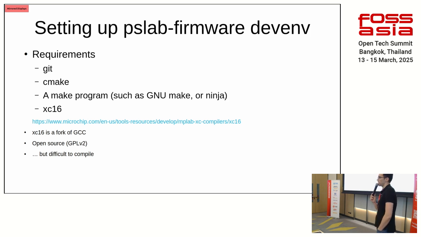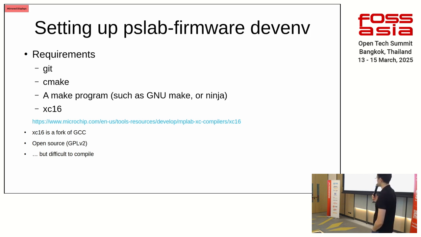The compiler is XC16, so unfortunately we can't build the firmware using standard compilers like GCC or Clang. That is because the microcontroller that we use in the PSLab is a Microchip PIC, a PIC24, and that requires Microchip's own compiler, which is XC16. So that is something that you will need to install as well in order to build the firmware.